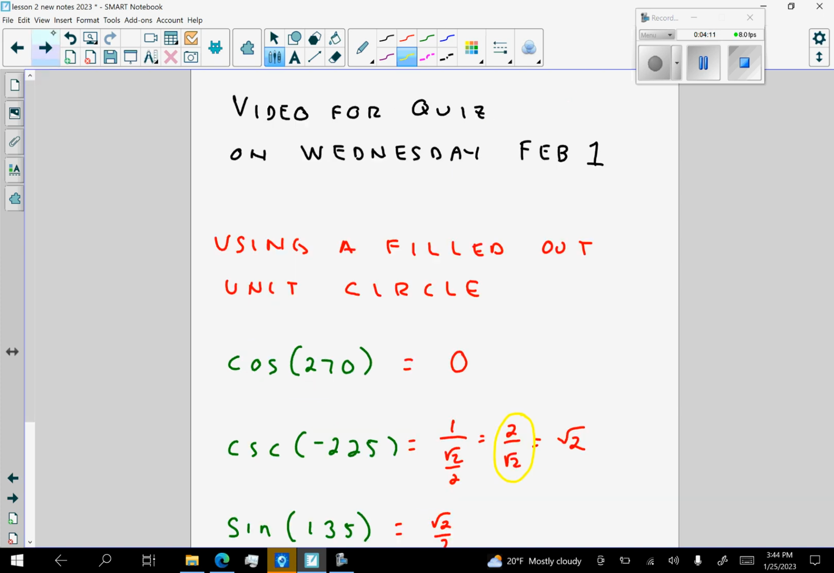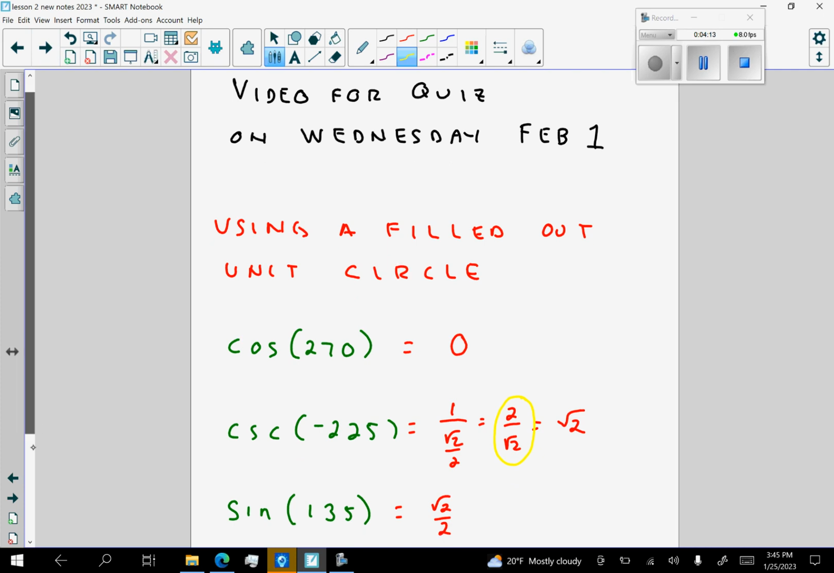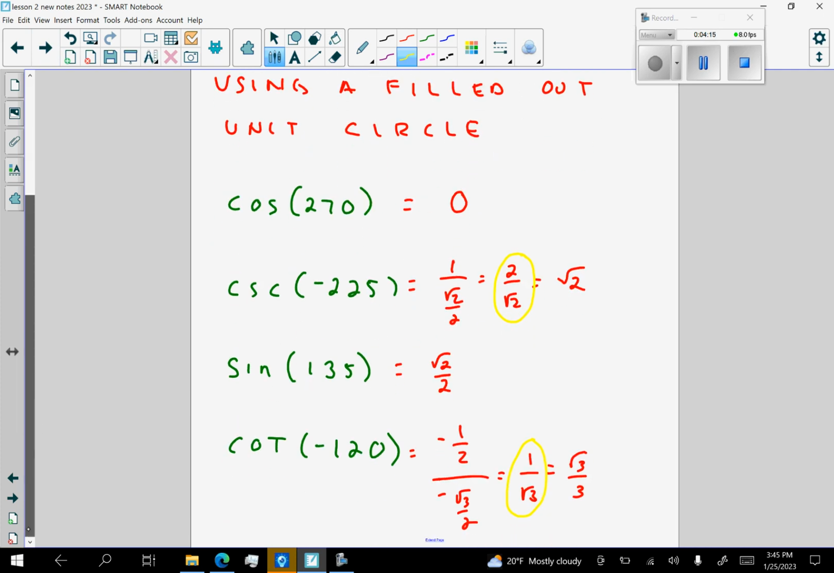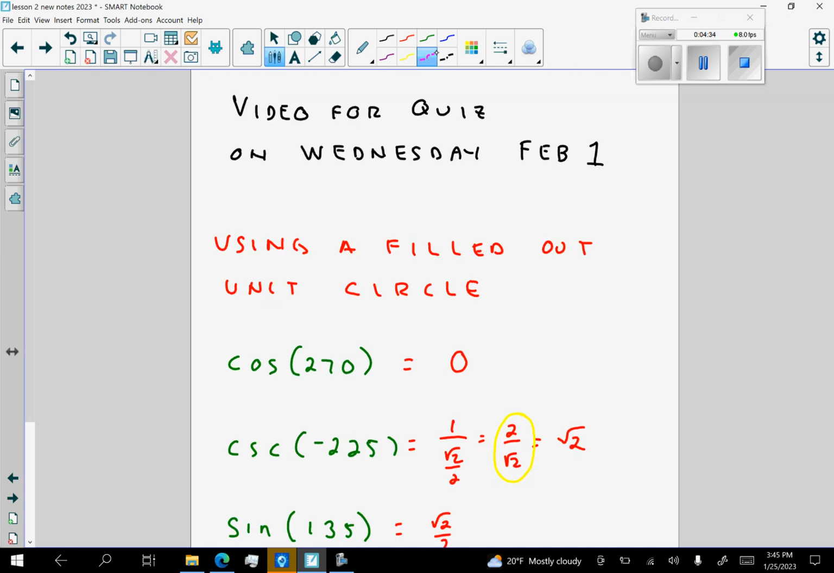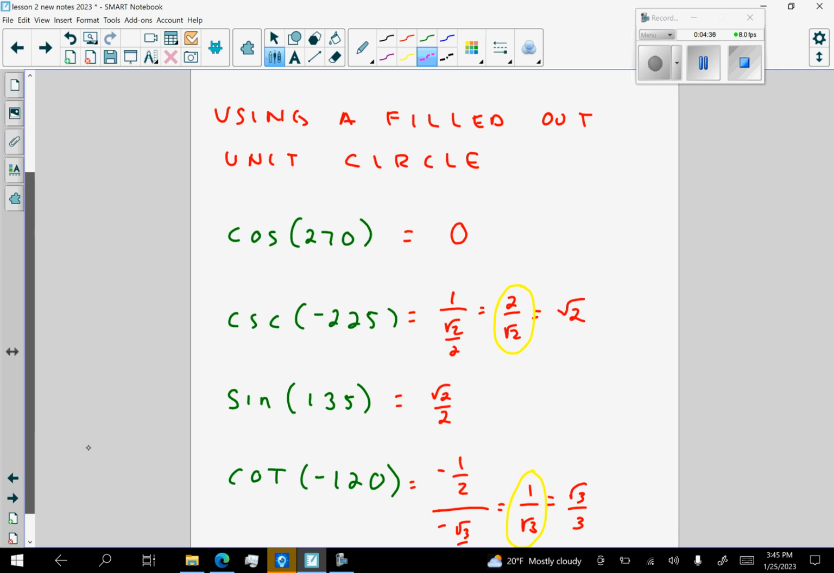If I go back to the unit circle and I'm looking at these particular problems, the cosine of 270, I go to 270 degrees and I look at the x coordinate of that terminating point. And I see that the x coordinate of that terminating point is 0. So the cosine of 270 degrees is 0.